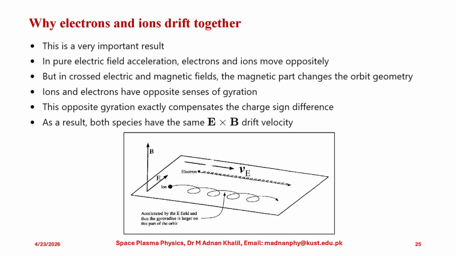The electric field makes one half of the orbit larger and the other half smaller. Because electrons and ions rotate in opposite senses, the effect of opposite charge is balanced by opposite sense of rotation. The net result is that both species acquire the same drift velocity, v. This is why the E cross B drift is often a bulk plasma drift. It moves the plasma as a whole across magnetic field lines without directly producing strong charge separation.